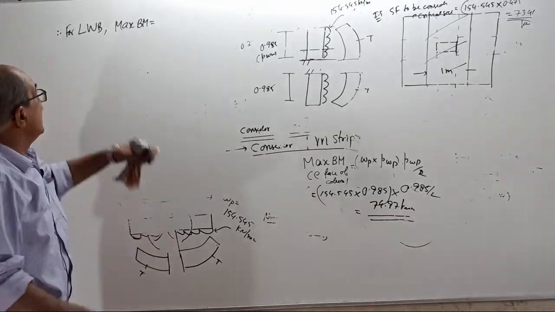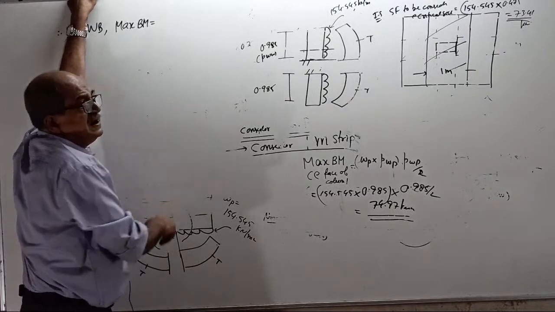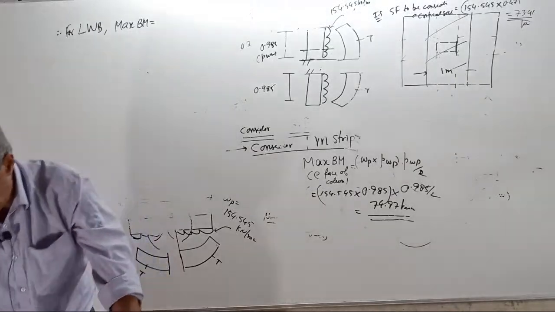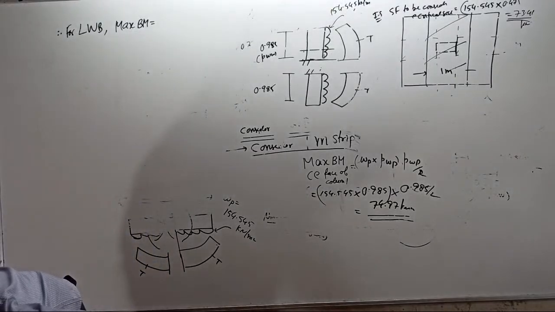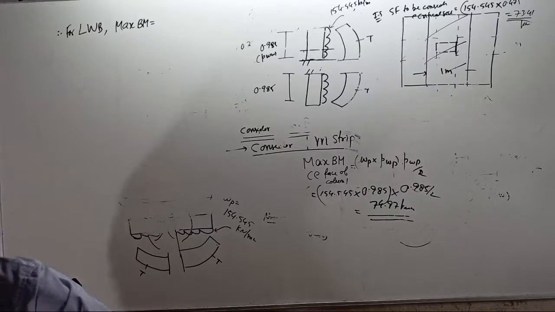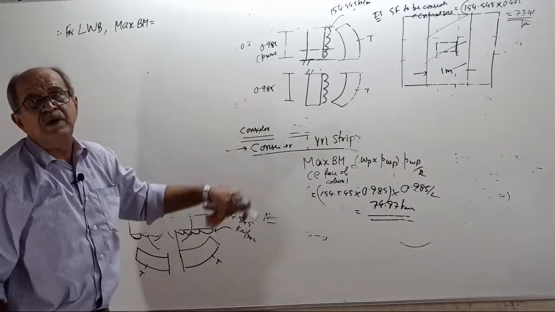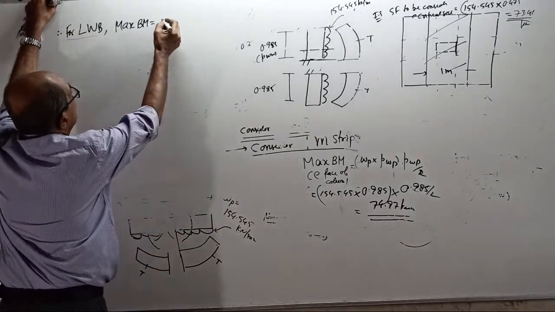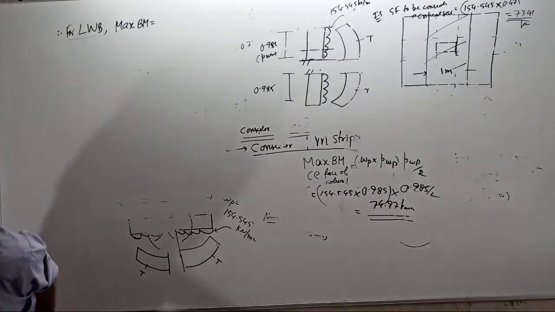One minute. Tell me what the lengthwise projection is. I forgot now. What is the lengthwise projection? 0.975. Widthwise is 0.985. So a slight difference. So for lengthwise bending, maximum BM equal to, what is the answer?